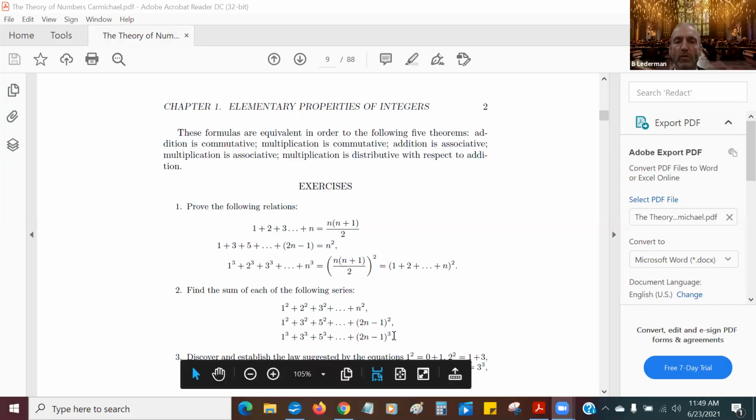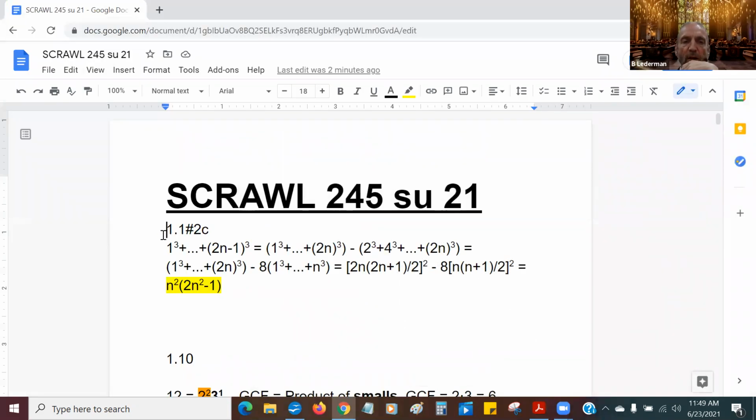I got a request for a quick little video on one of the homework problems, and I'm going to put it right here. I'm going to share my screen with you, and here we go. So the request was for this problem right here, which is the third problem in number 2 for section 1.1. So let's just jump right to it.